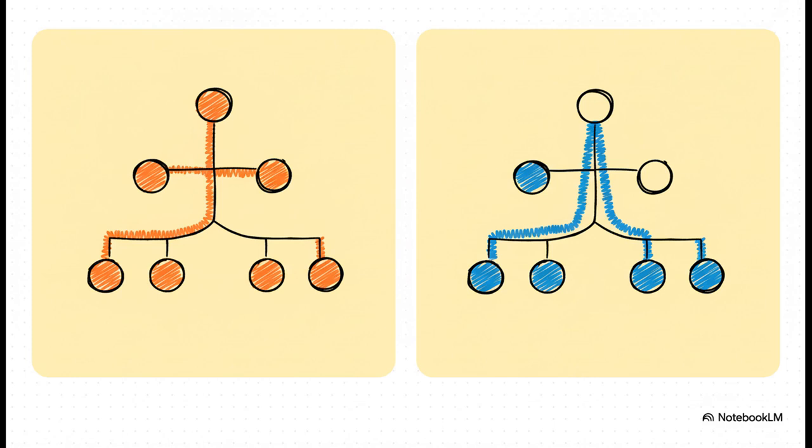I like to call this the level-by-level explorer. It checks out all the neighbors on one level before moving down to the next. It's perfect for finding the shortest path, kind of like how your GPS finds the quickest route.